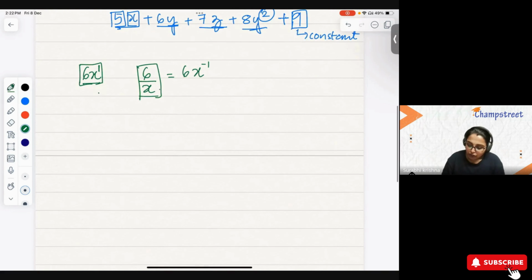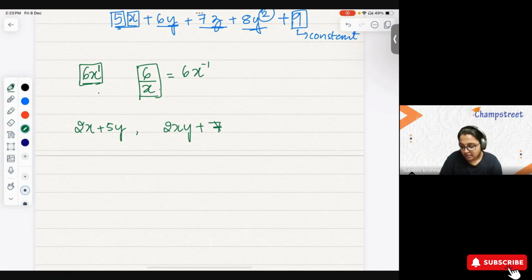So to start with, we can start with some examples. That is 2x plus 5y, 2xy plus 7z.